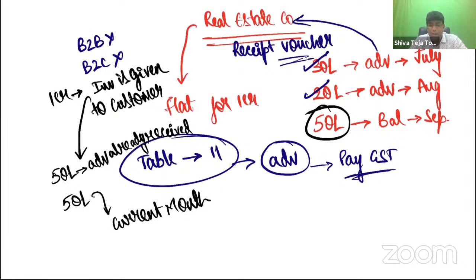Next. In September, in which table is the balance 50 lakhs shown? My dear friend, the balance 50 lakhs we will not show again under advance received. Directly in the B2B invoice or B2C invoice, we will show 1 crore. And in the advance adjusted column, we will show 50 lakhs, because out of that 1 crore of B2B or B2C, 50 lakhs is already adjusted. I will show that in the adjusted table, in the 50 lakhs adjustment column. And the balance 50 lakhs will now pay tax and be reported in GSTR 3B.